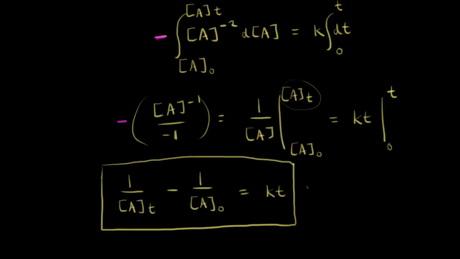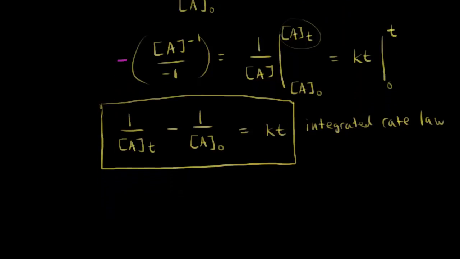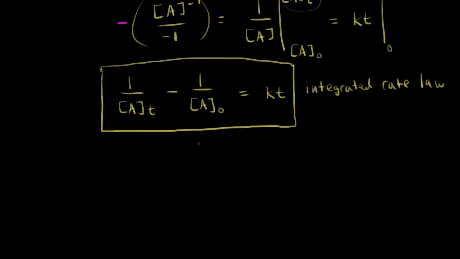All right, so this is our integrated rate law. Some people call this the integrated rate equation. It doesn't really matter which one you're thinking about, but this is very useful because we can rearrange this. We can move the 1 over initial concentration of A to the right side, so we get 1 over the concentration of A is equal to kt plus 1 over the initial concentration of A.